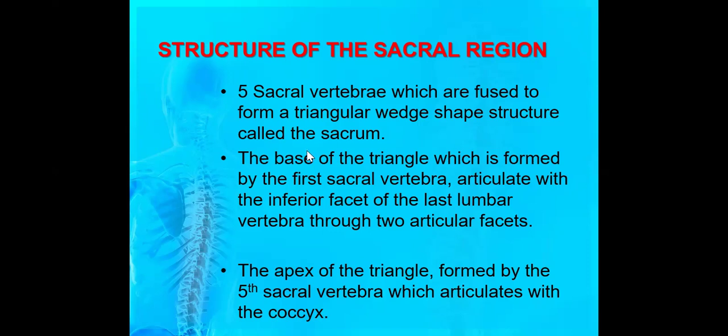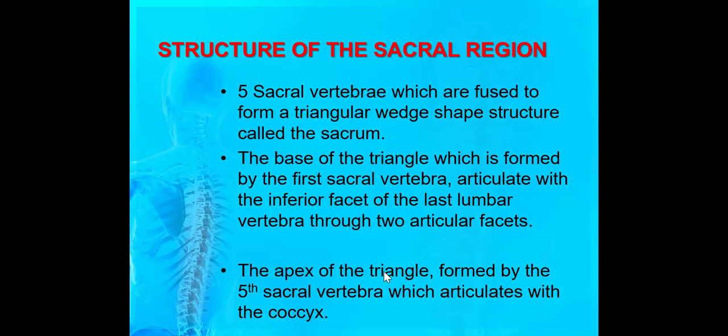The base of the triangle, which is formed by the first sacral vertebra, articulates with the inferior facet of the last lumbar vertebra through the two articular facets. The joint between the first sacral vertebra and L5 is actually known as the lumbosacral segment or the L5S1 region.